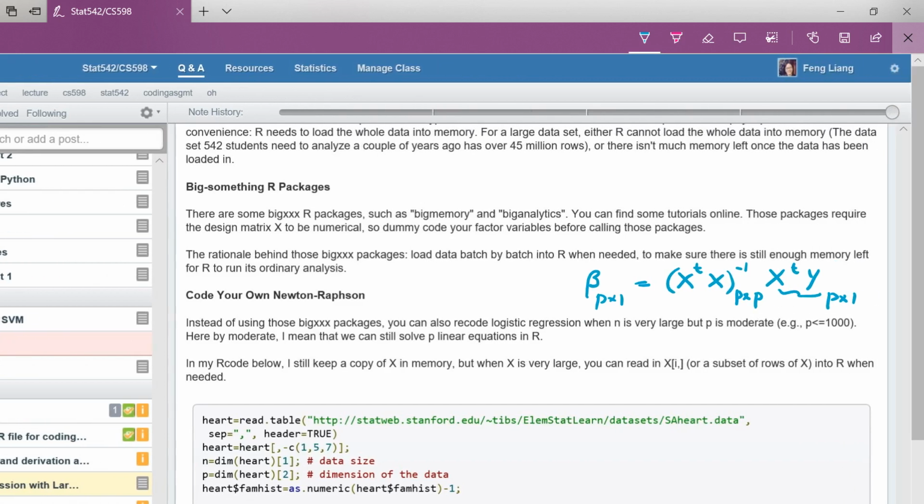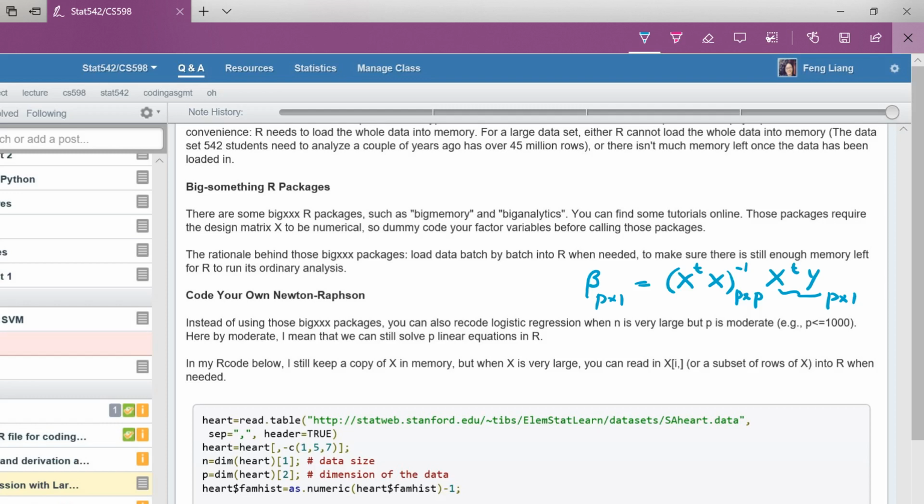You're going to find out that if you load your data into R, you get a lot of issues about memory, because R will load the whole data into memory. That usually means you don't have enough memory to do the other work. If you encounter this issue, there are some big-something R packages available, like bigmemory and biganalytics. The whole rationale for those packages is that we don't want to load the whole N by P data matrix into memory. We only load some of it if we need it.